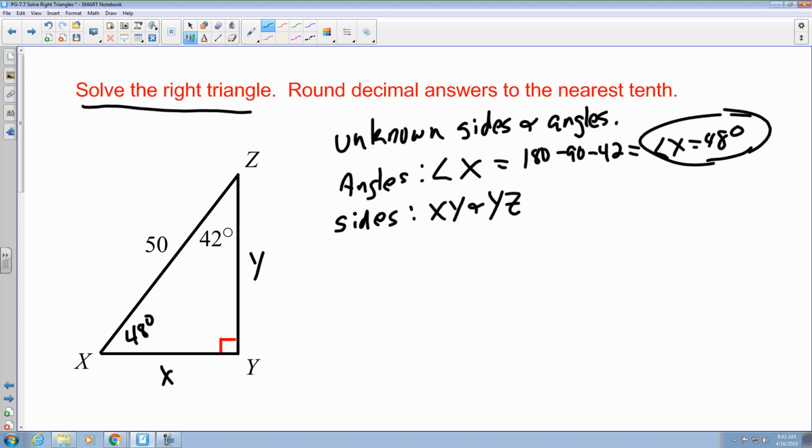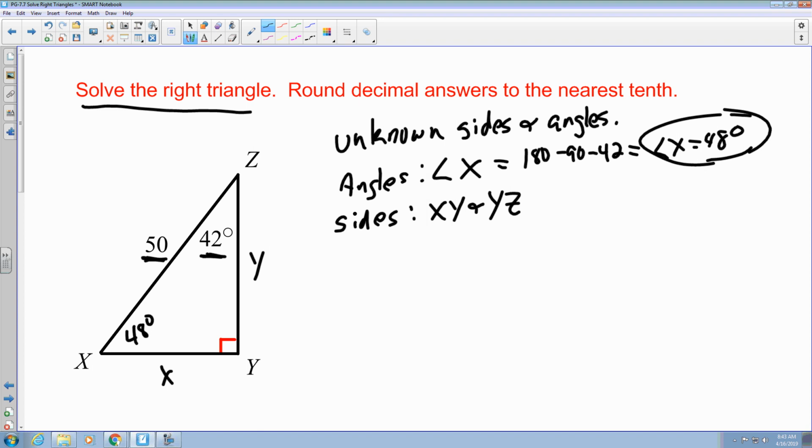It's normal practice to use most of the information that is given to you. It's only when it's absolutely necessary that you use something that you already solved for. So I'm going to be using the 42 degrees because it was given to us, and the 50 because it was given to us, to help us find X and Y. Okay, so 42 degrees is opposite of X.